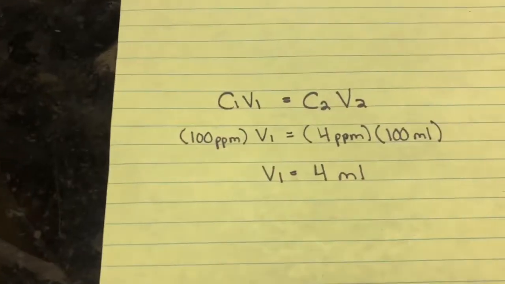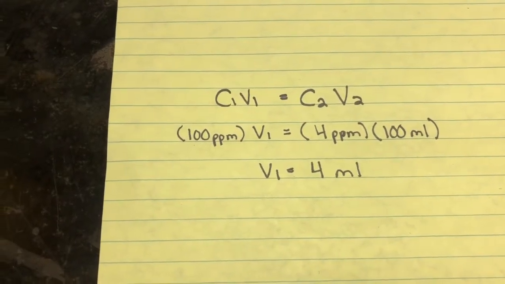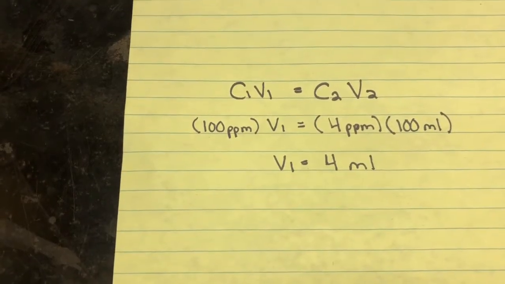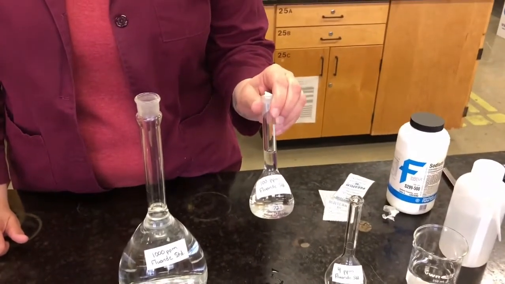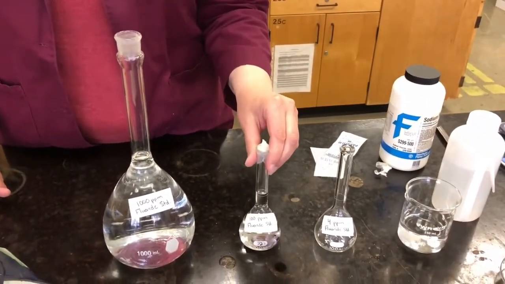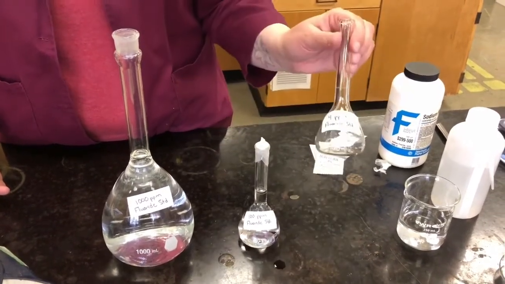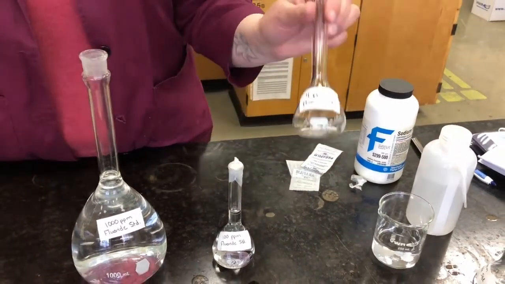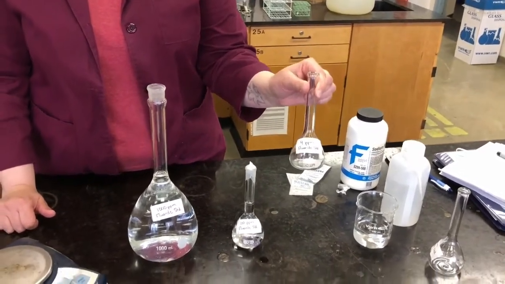Our C1V1 equals C2V2. Now our concentrations have changed. So we're going to take our 100 ppm and dilute it down to 4 ppm. So in this case, our starting solution is our 100 ppm. Okay, so that's what we're starting with. So that's C1. V1, again, of course, is what we're looking for. C2, in this case, the concentration we're trying to get to is 4 ppm. Okay? And the volume of this flask, or V2, is going to be 100 milliliters again.